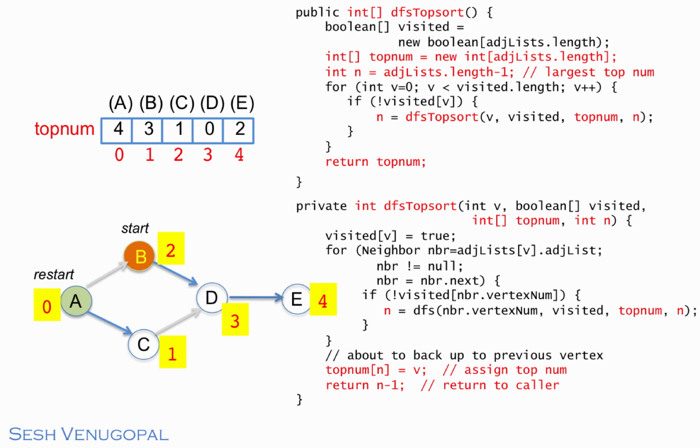If you start at B instead, and then restart at A, the only difference would be that B and C will trade numbers. B will get 2, and C will get 1. But as we saw at the beginning, this is also a valid topological sequence.